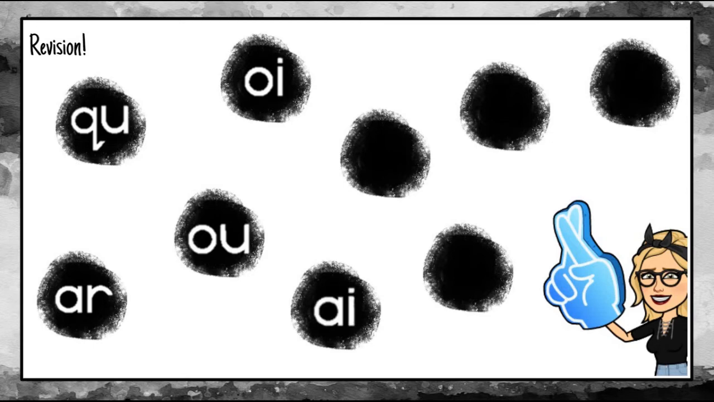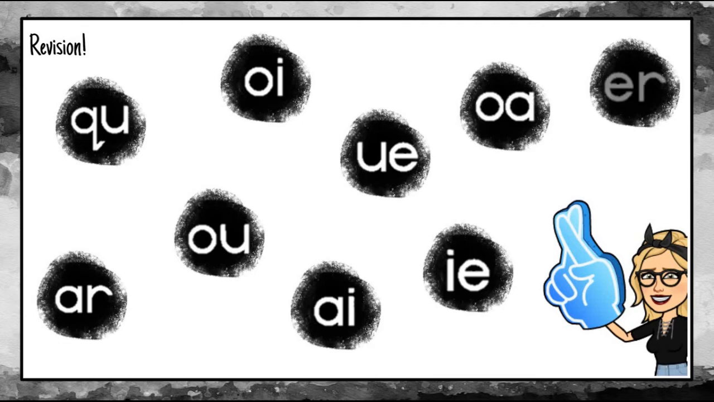Ai, as in rain. Ie, as in pie. Oo, as in blue. Oa, as in boat. Ow, as in flower. Well done. Could you remember all of them? We are going to learn 2 new sounds today. Also 2 letters that make one sound when they are put together.